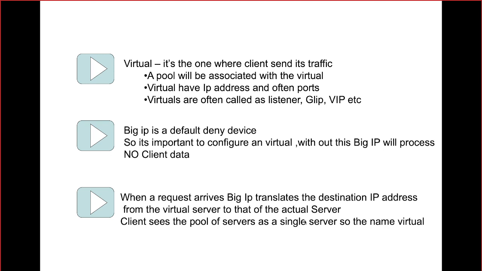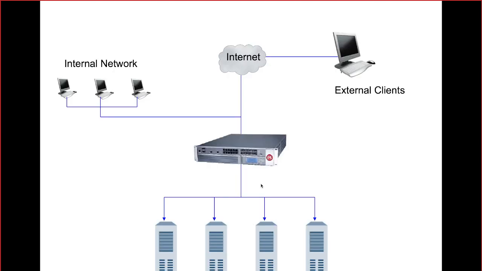When a request arrives, the BIG-IP translates the destination IP address from the virtual server to that of the actual server. The client sees the pool of servers as a single server, so the name is virtual. This is what I have explained to you now using the whiteboard. Till this point is clear? Is any clarification required? Hopefully no. Okay, fine then.